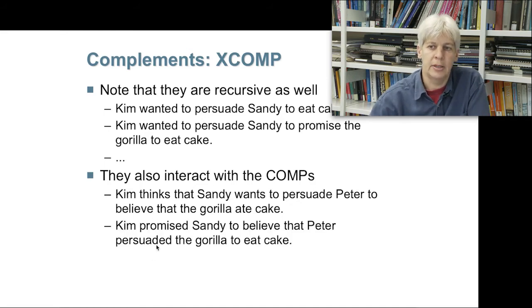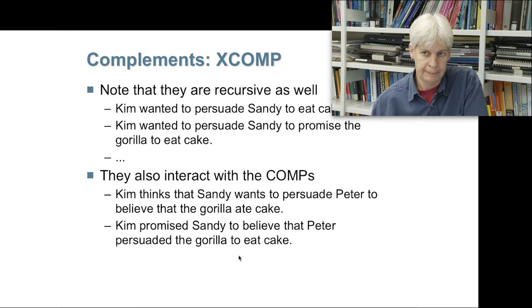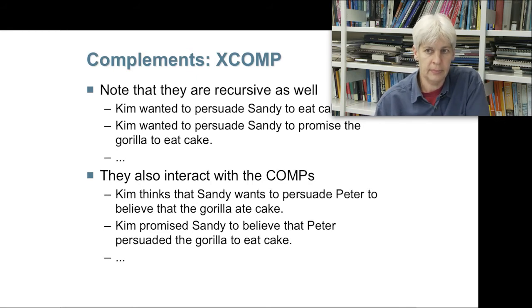Kim promised Sandy to believe that Peter persuaded the gorilla to eat cake. So here we have promised Sandy to believe. To believe is an XCOMP, embedding a COMP that Peter persuaded the gorilla to eat cake. To eat cake is again an XCOMP. We'll see how this works in the implementation some more. What's an important point? These things can interact, and they have a recursive structure, so we need to be able to model that.